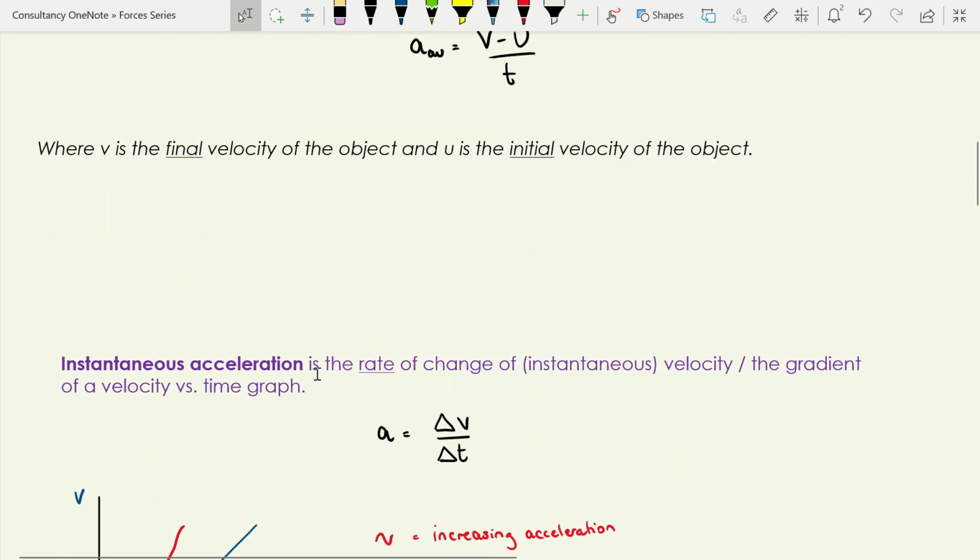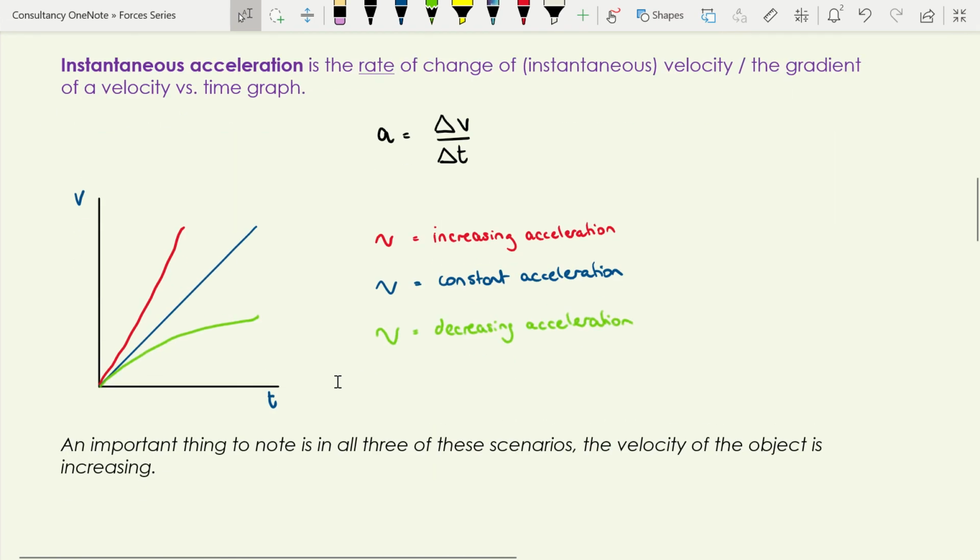Let's move on to instantaneous acceleration, and we're going to write this in our notes as well, so we're clear on what that is. Instantaneous acceleration is the rate of change of instantaneous velocity, and what that means is the gradient of a velocity versus time graph. That's often represented in this mathematical form here.